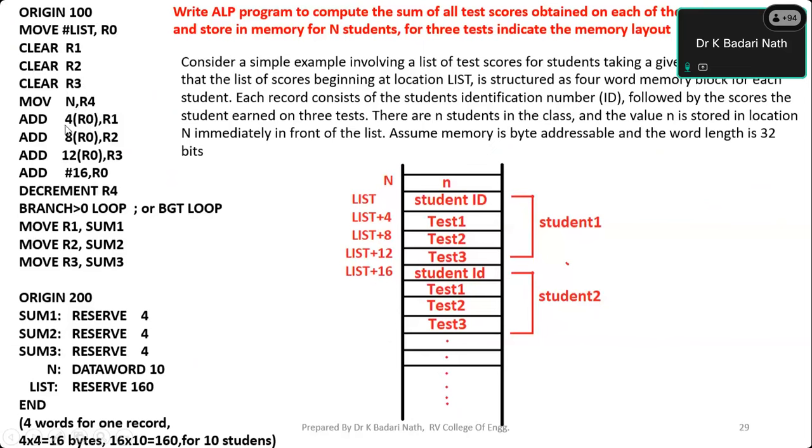In this case, what will happen? The contents of R0 will point to the first record. In that record, the first word, 4 bytes, contains the student ID. So where is the test one score of the record stored? It is at plus 4 bytes. So for every record, when I add 4 to the R0 contents, it will access test 1, so move it into R1. Similarly, plus 8 accesses the test 2 score, and 12 accesses the test 3 score of a particular record.